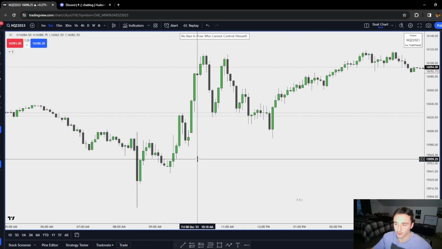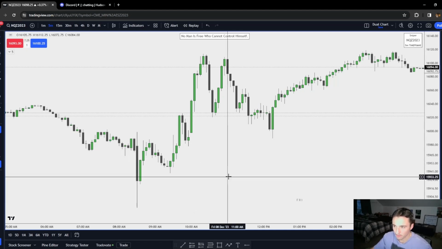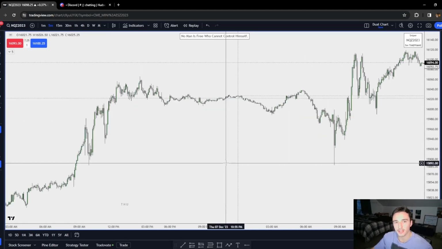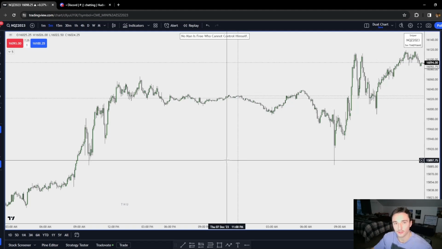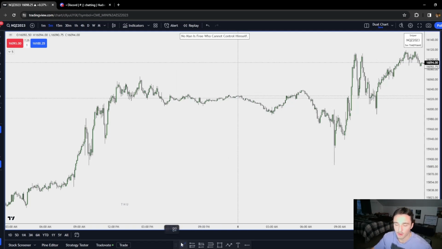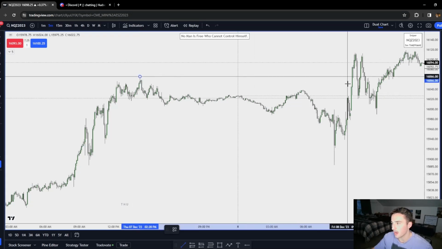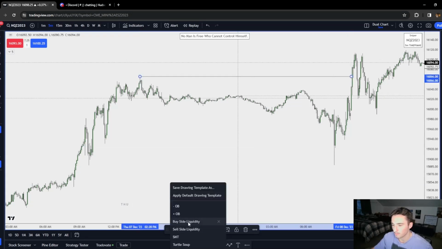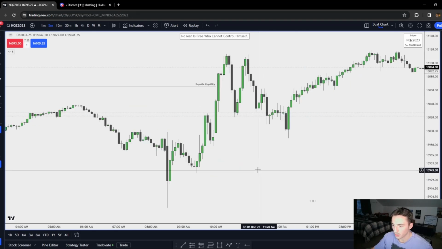So on Friday before news, we actually had a great example of this unicorn model. What you need for this unicorn model is an obvious draw on liquidity. If you have the draw on liquidity wrong, this is not going to work. You have to understand where price wants to gravitate to. So on Friday, my eyes were on this 66 level. So right there is what I was watching for.